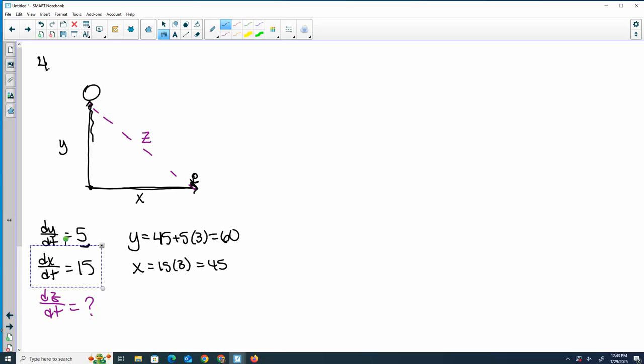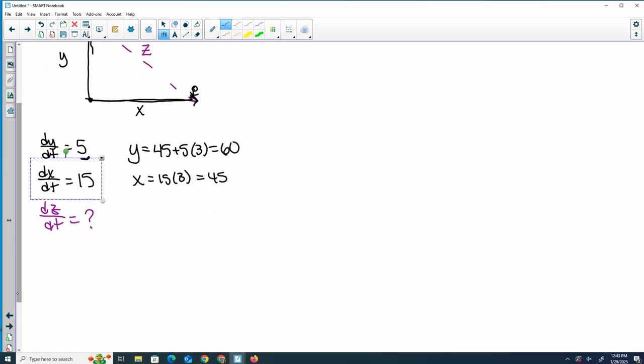Are we going to need z at the same point? Might as well. So, we know x squared plus y squared equals z squared. 75.